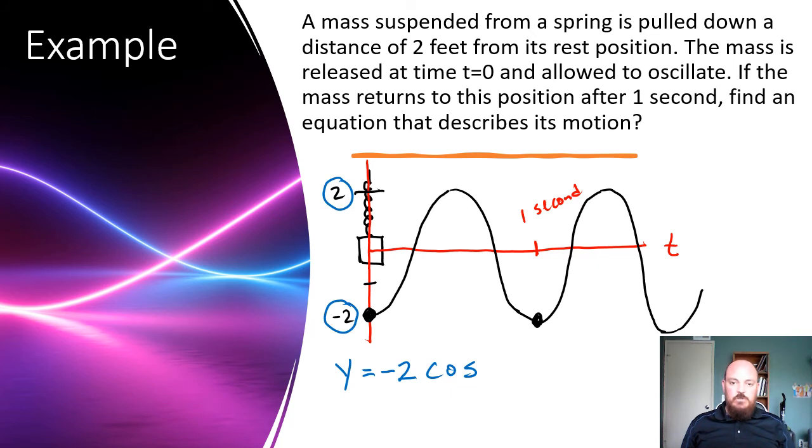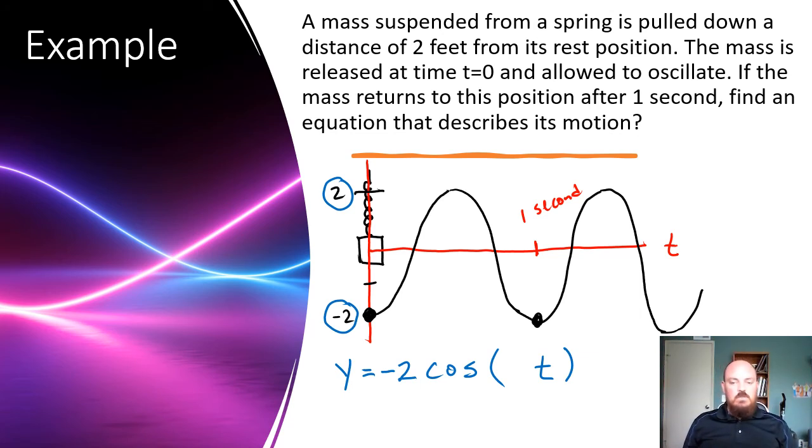A -2 cosine x, or cosine t, or whatever the variable is, is a cosine graph with an amplitude of 2, so it's taller than normal, but it also starts down here at -2 instead of up here at +2. All right, now the other thing I want to figure out is the angle. So I'm going to put a t in here, but I'm going to leave a space in front of it because we are going to need to multiply.